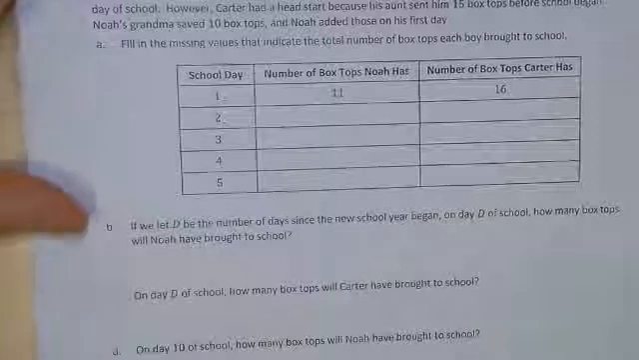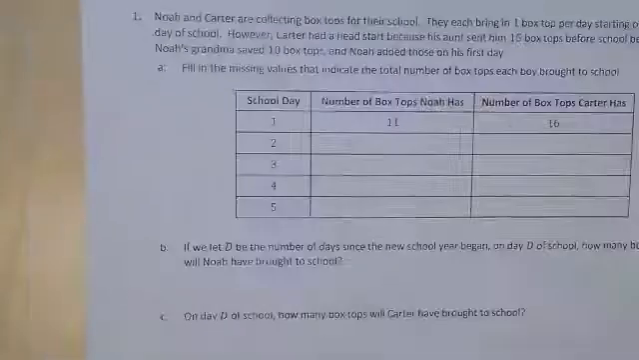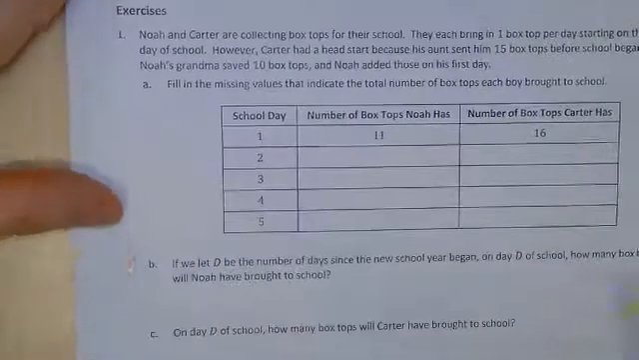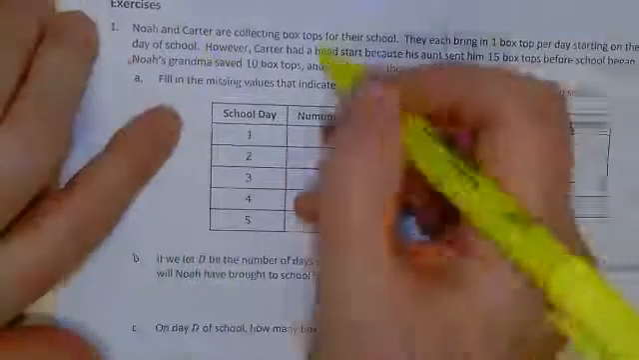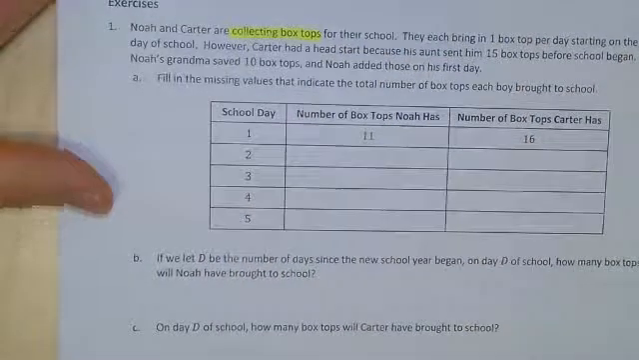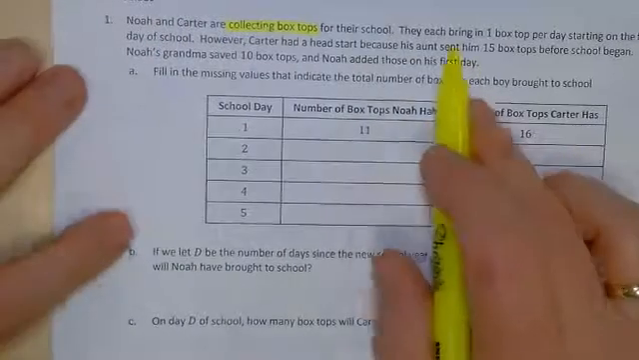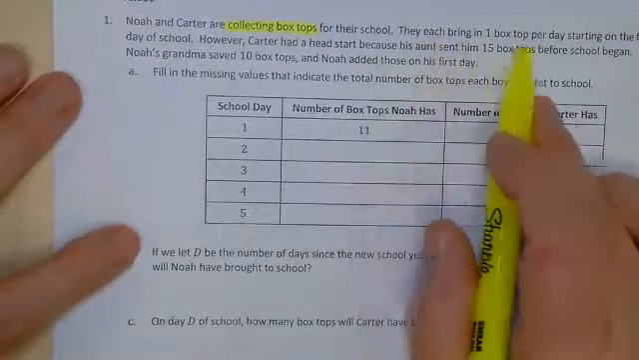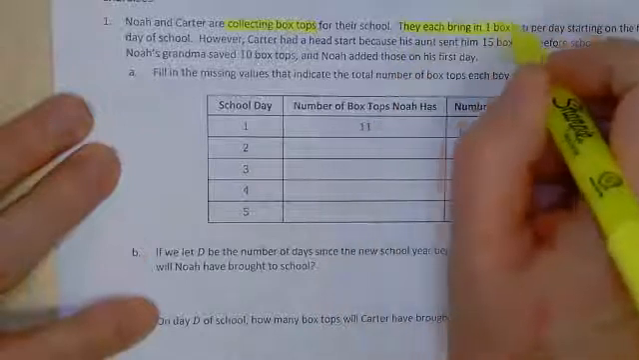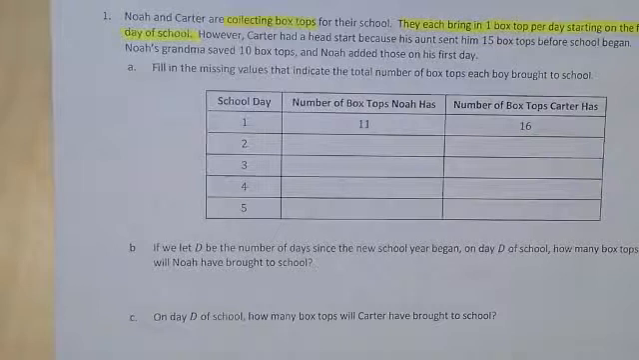All right. Now we're going to make it one twinge more complicated. That was a pretty simple way to start, right? Plus 2, minus 2. Okay. Check this one out. Noah and Carter are collecting box tops for their school. You don't have to highlight the whole sentence, just the parts that are important. They each bring in one box top per day, starting on the first day of school. So every day of school, we're going to add plus 1.